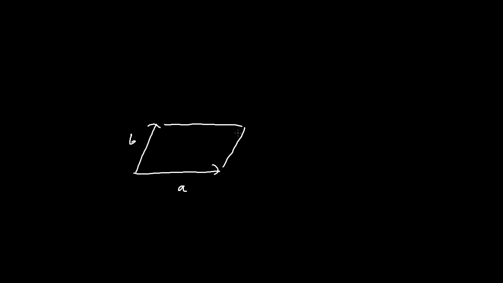Now in order to find the area of this parallelogram, all we have to do is take the magnitude of the cross product of a times b. So for number 1, let's go ahead and find the area of the parallelogram with vertices a, 2, negative 1.